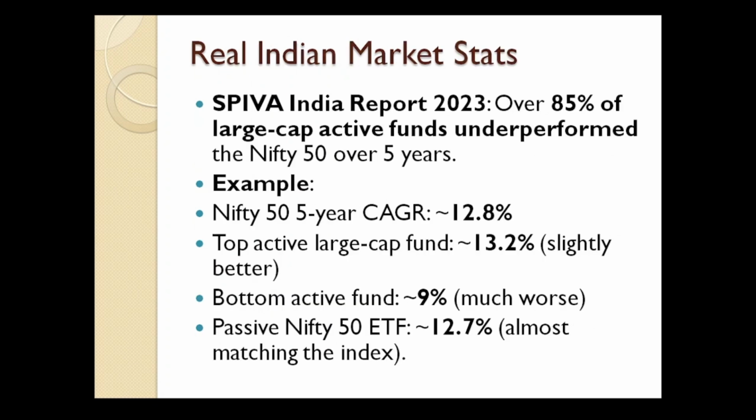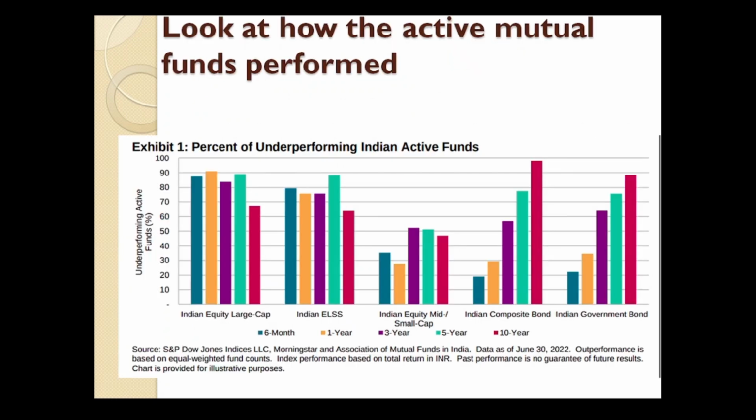Now let's see the real Indian market stats. SPIVA India Report 2023. Over 85% of large-cap active funds underperform the Nifty 50 over 5 years. For example, Nifty 50 5-year CAGR, approximately 12.8%. Top active large-cap fund, approximately 13.2%, slightly better. Bottom active fund, approximately 9%, much worse. Passive Nifty 50 ETF, approximately 12.7%, almost matching the index.